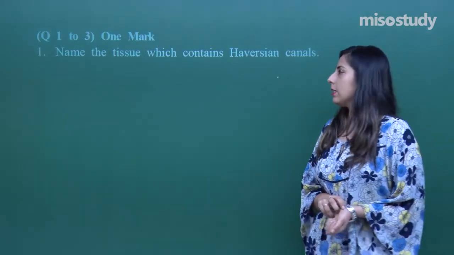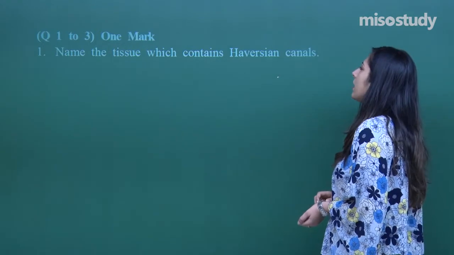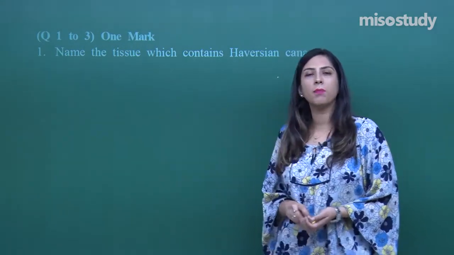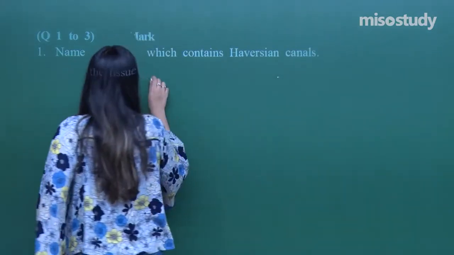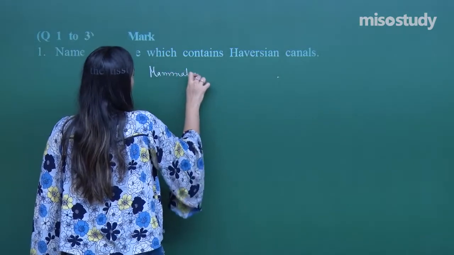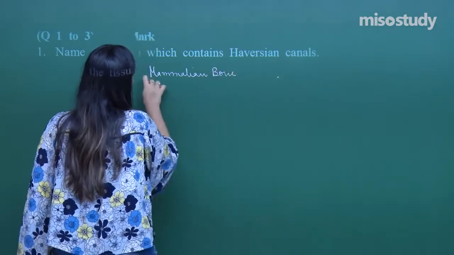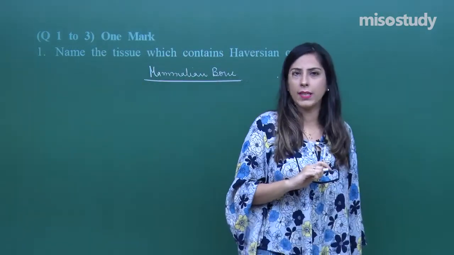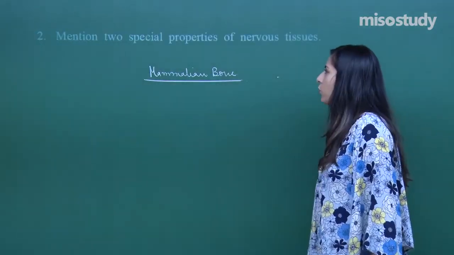So let's start. The first question, which is of 1 mark: name the tissue which contains a Haversian canal. We know Haversian canals are present in bone. So the correct answer for question number 1 is mammalian bone. Right? For question number 1, the correct answer is mammalian bone. Now let's move forward to the second question.